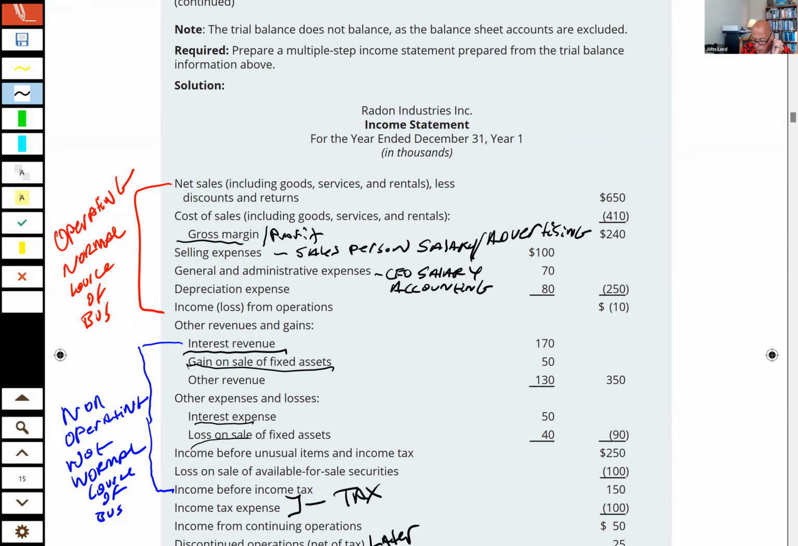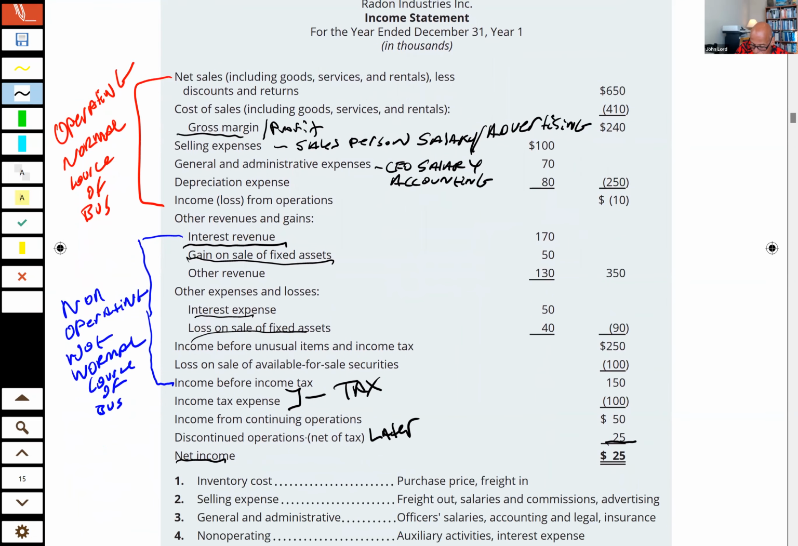If you are a bank, well, now interest revenue, interest expense would probably be what? Up in the operating section because it's a normal course of business. Now, the exam tends to focus on retail entities, not so much things like banks or specialized entities. The FAR part of the exam tends to focus more on retail entities. Manufacturing entities are covered more in the BEC section when we start talking about managerial cost accounting, okay? And then you have your tax, okay?